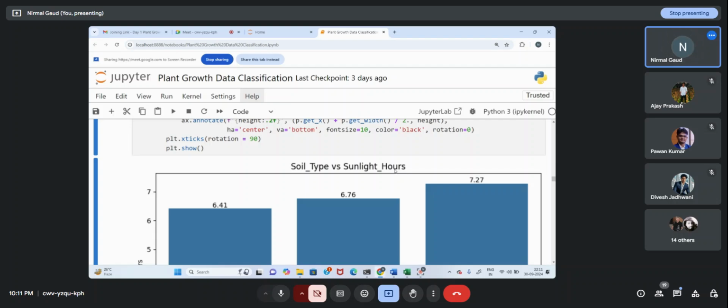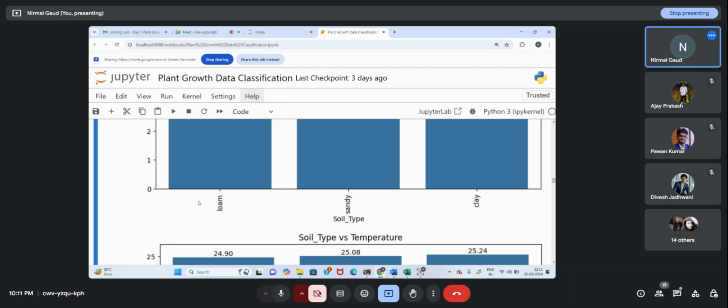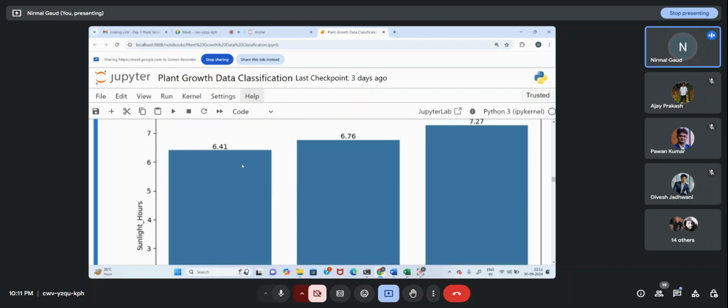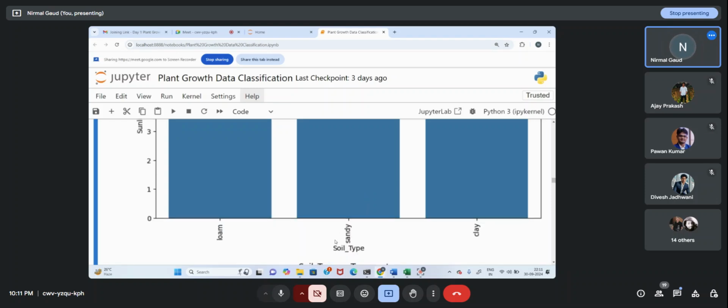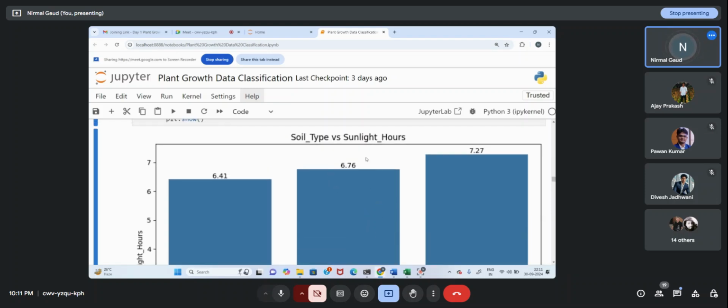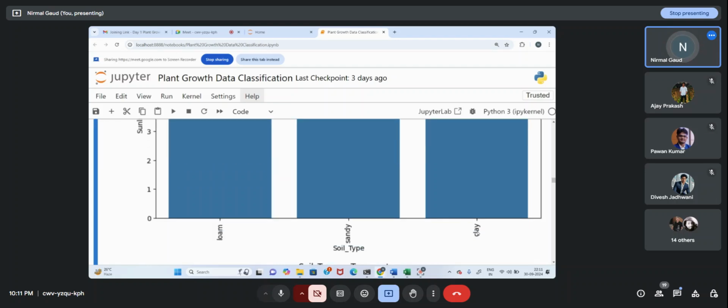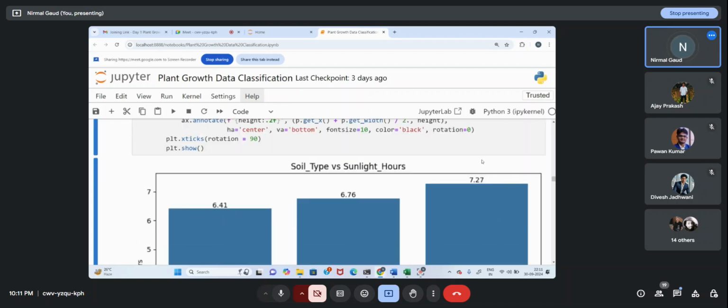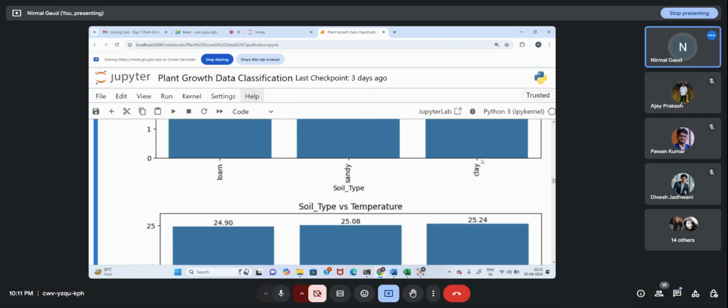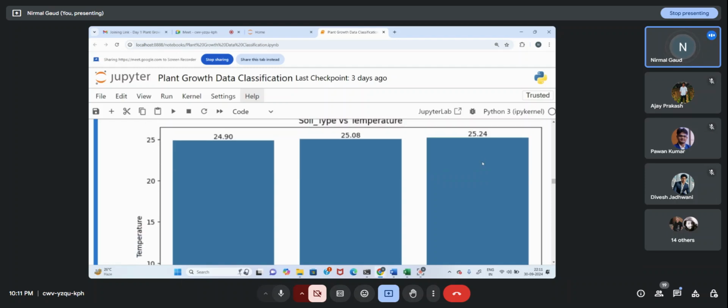Average. So for loam, the average temperature is 6.41. For sandy, the average temperature is 6.76. For clay, the average temperature is 7.27. These are the average temperatures. Okay, fine. Similarly for other features also.